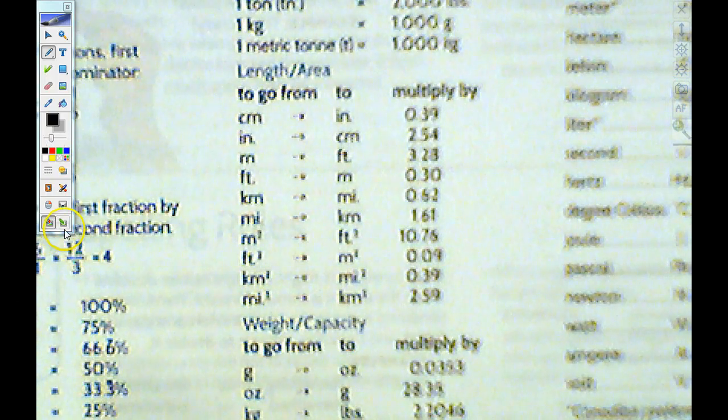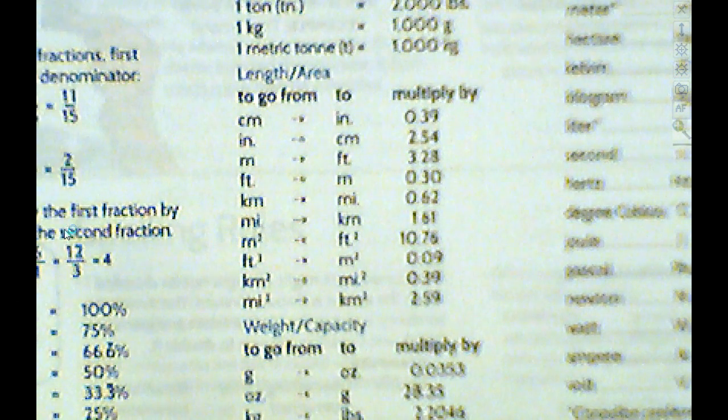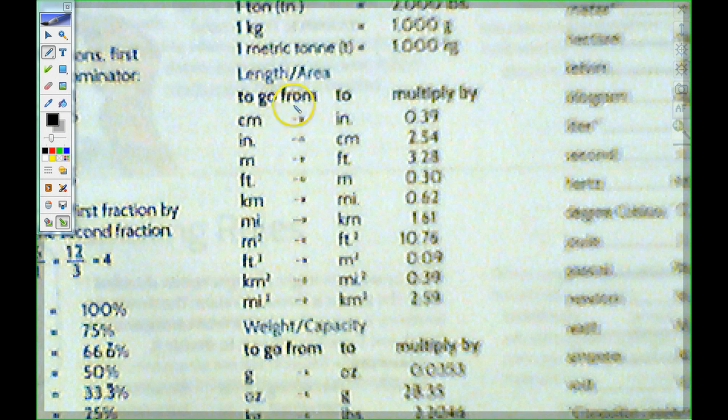What is going on here is this is telling you how to go from centimeters to inches. You multiply by 0.39. Okay? Well, for us, we got to know where to put the 0.39. Here's what you do. These are all ones. Every one of these here is a 1.